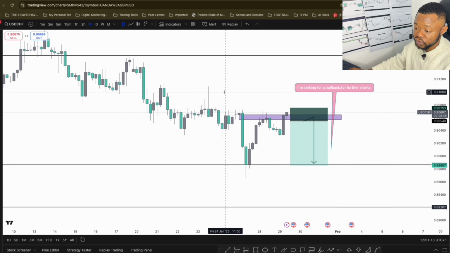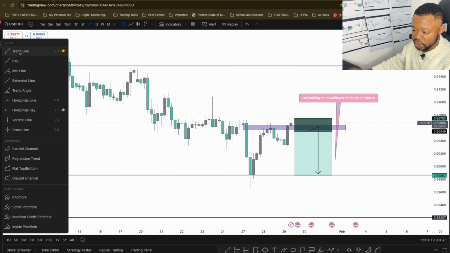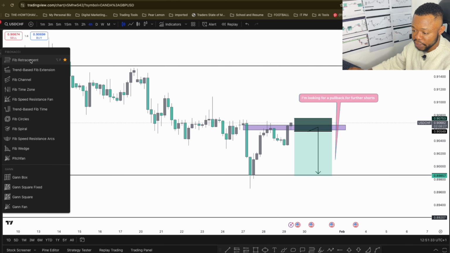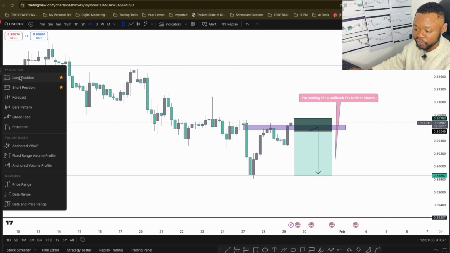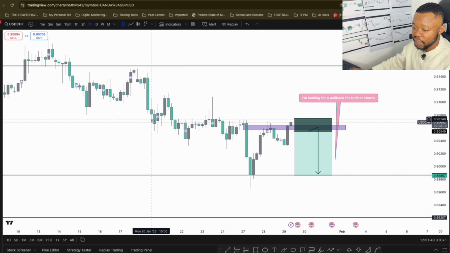Some of the tools that TradingView provides include the trend line, the ray, the info line, the extended line, the horizontal ray, the horizontal line, the parallel channel. All these tools aid you to become a better trader when you learn how to use them. We have the Fib retracement, the trend-line-based Fib extension, the callouts, the long position, short position, the forecast, projections, the texts, price notes, tables, comments. It's a lot. All of this combined helps you to function properly in the Forex market.